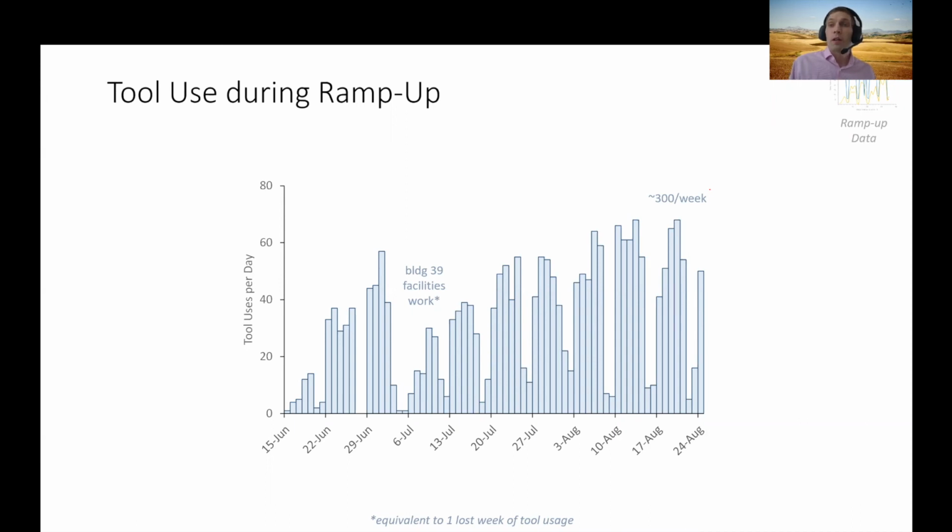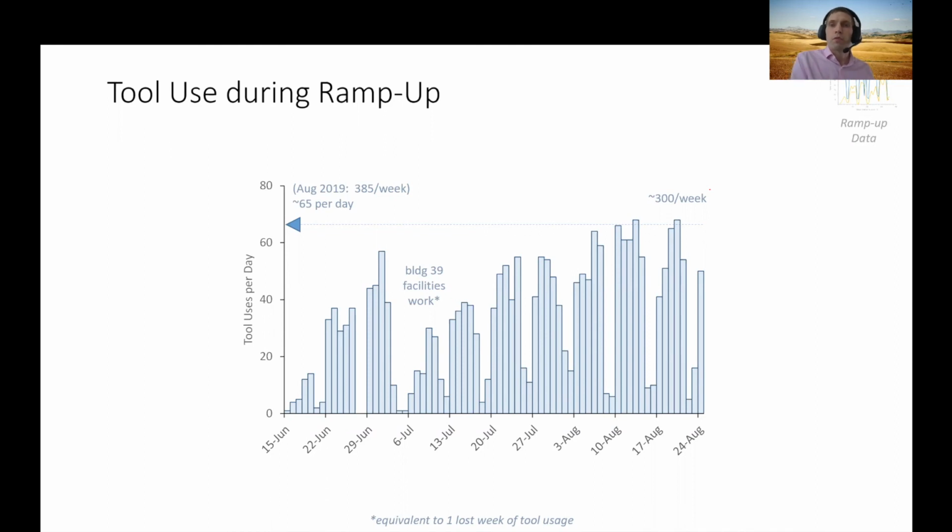And how does that compare to what happened last year? If we take the August 2019 data, we had about 385 uses per week or 65 per day. So we're getting closer to the levels we used to be at a year ago, and that's really encouraging, of course.